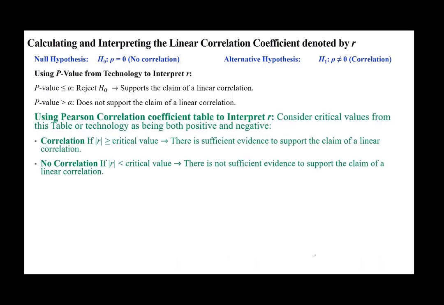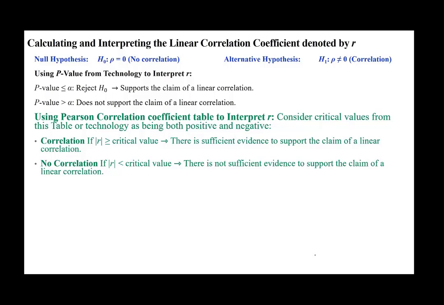Using the Pearson correlation coefficient table to interpret R, consider critical values from this table for technology as being both positive and negative. Correlation: if the absolute value of R is greater than or equal to the critical value, there is sufficient evidence to support the claim of a linear correlation. No correlation: if the absolute value of R is less than the critical value, there is not sufficient evidence to support the claim of a linear correlation.